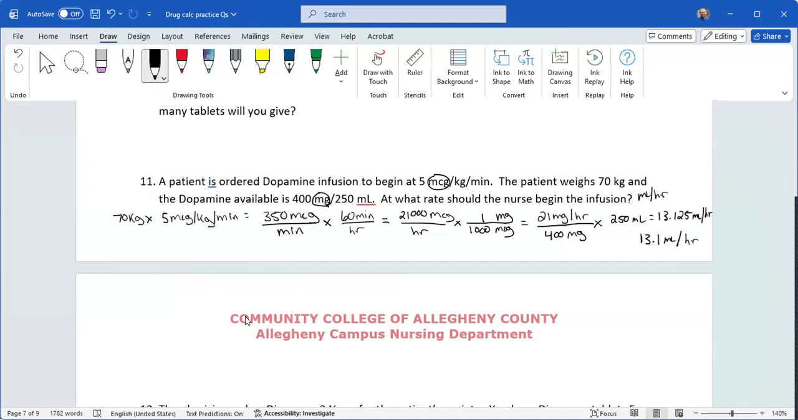Are you able to show number 11 in ratio proportion style instead of this way? Oh, that's a good question. I'm trying to think of how I would do that, because I never used this way. Well, let me ask you this. That's not the way I would set up this problem. Can you get to that 13.1 milliliters per hour by doing what you just asked me?